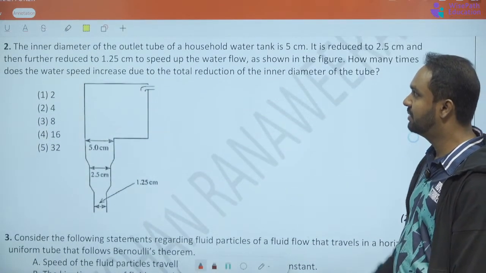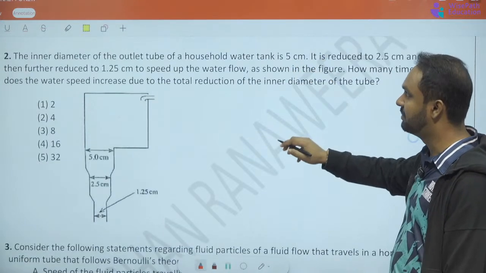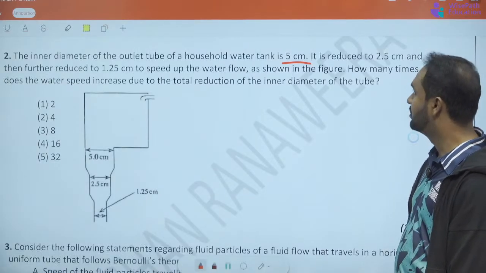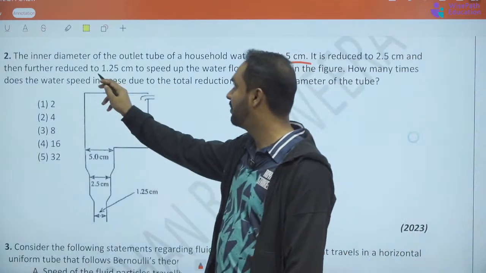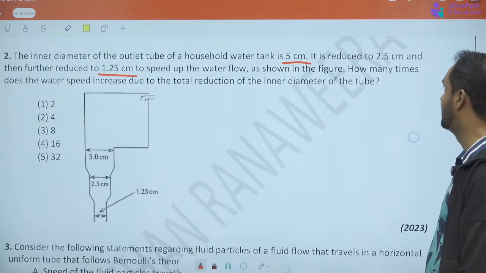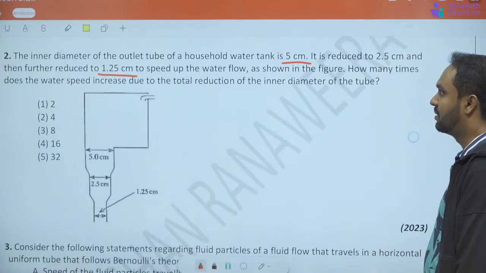The inner diameter of the outlet tube of a household water tank is 5 centimeters, right? It's 5 centimeters and it's reduced to 2.5, and lastly 1.25 centimeters to speed up the water flow as shown in the figure. How many times does the water speed increase due to the total reduction of the inner diameter of the tube?